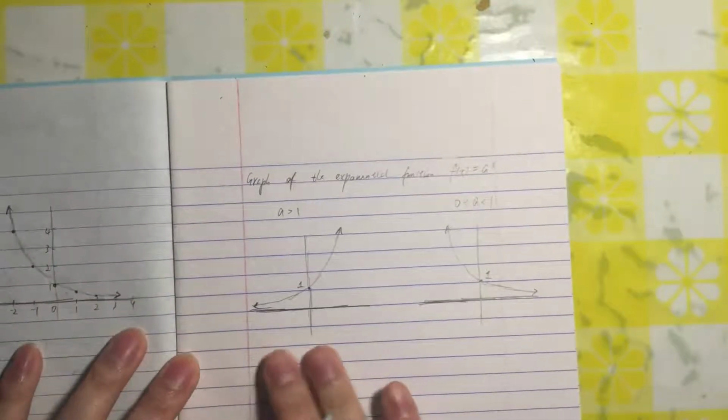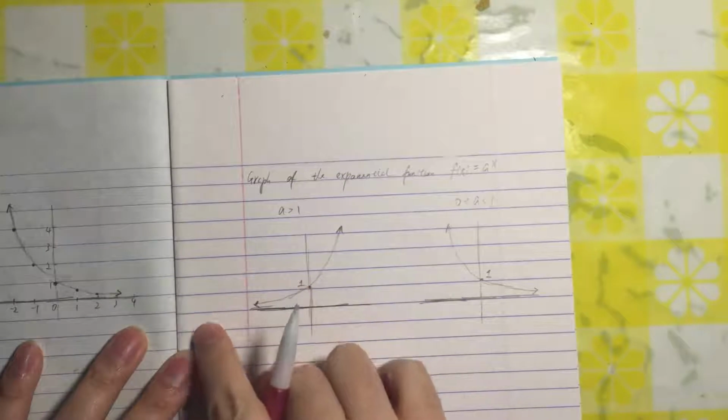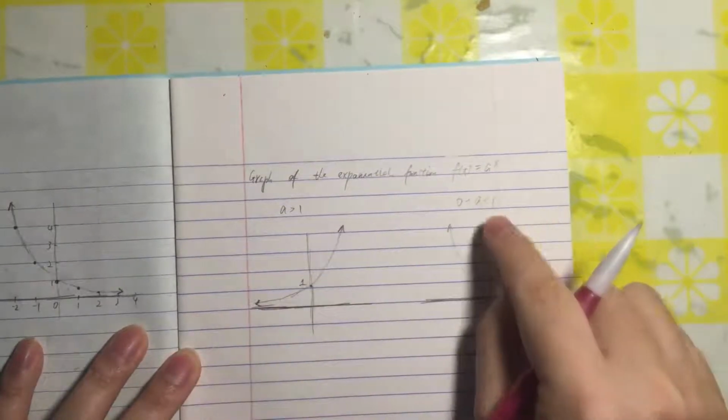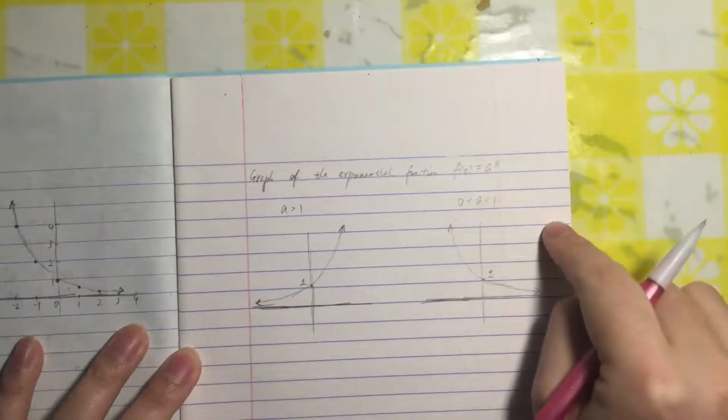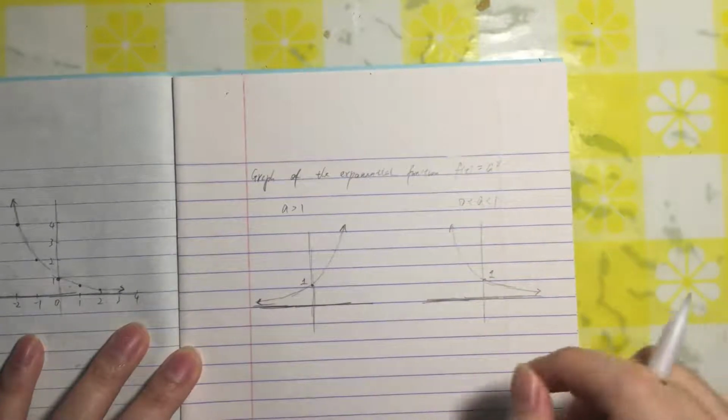So that's the graph of an exponential function. If a is greater than 1, the graph is increasing from left to right. If a is between 0 and 1, the graph is decreasing from left to right. Now, what if a is equal to 1?